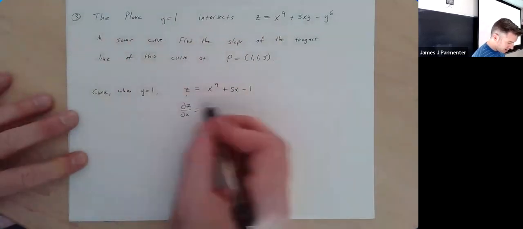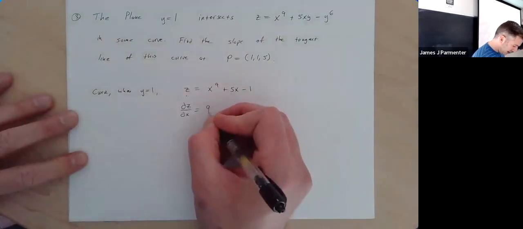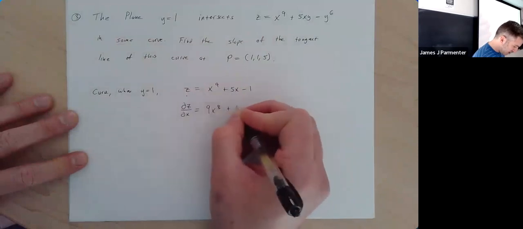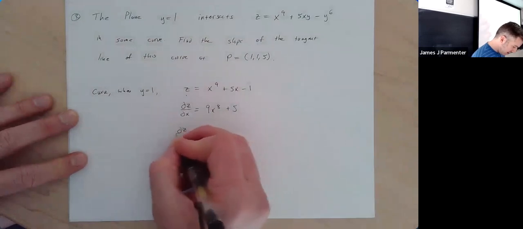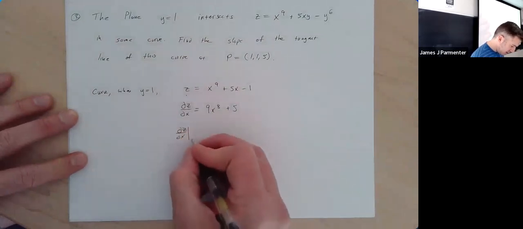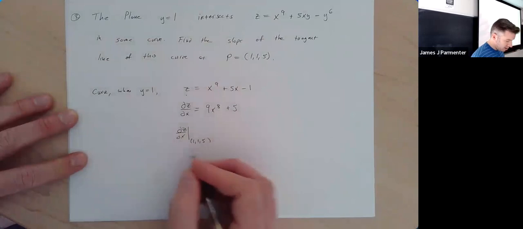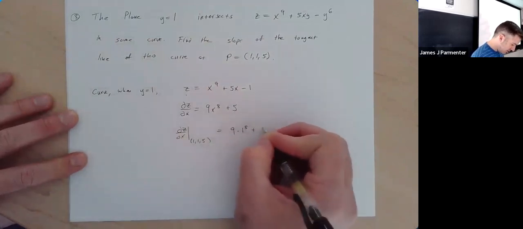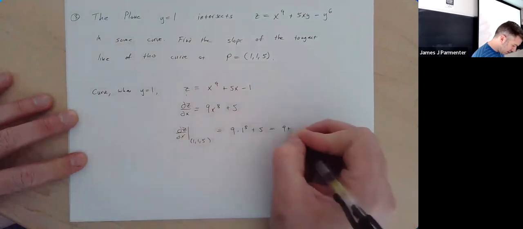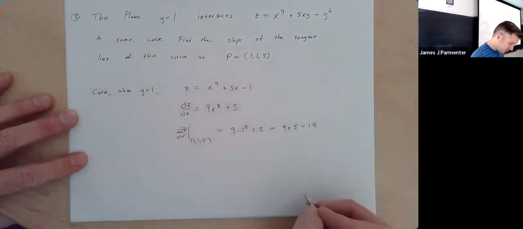But here we're just going to take the partial derivative. We're going to get 9x to the 8th plus 5. And then we're going to plug in our point. So del z del x evaluated at the point (1, 1, 5). We're just plugging in the 1 for the x's. So we're going to get 9 times 1 to the 8th plus 5, which is really just 9 plus 5, which is 14.